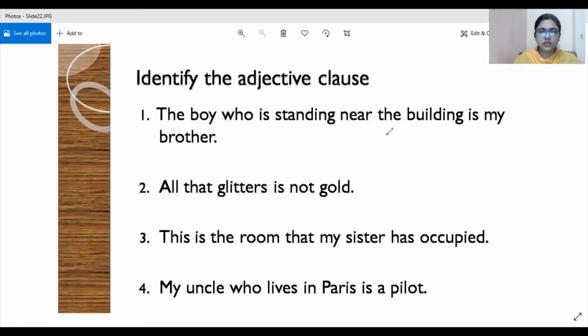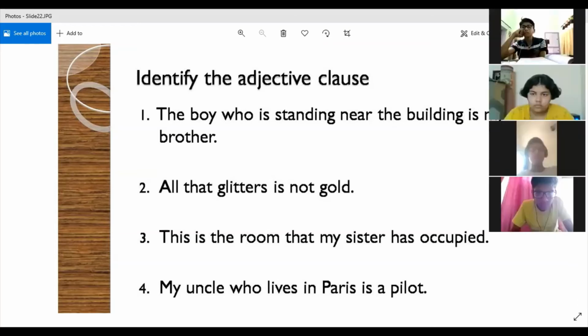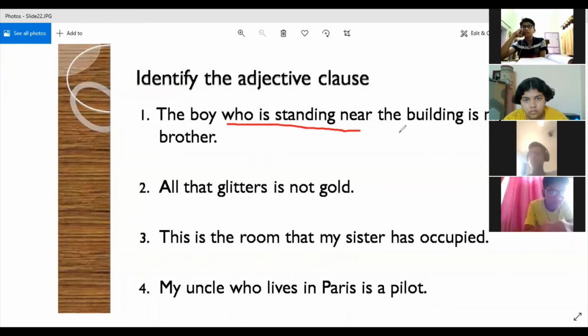Vartul, is Sudhanshu correct? Ma'am, I think only till near the building. You don't have to think in my class. You have to be sure. So are you sure about it? Yes, ma'am. Who is standing near the building? Yes, so you are correct. Who is standing, Sudhanshu? Pay attention. Who is standing near the building, only till here?